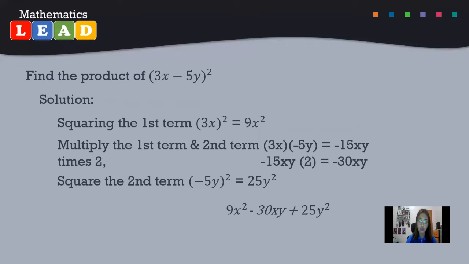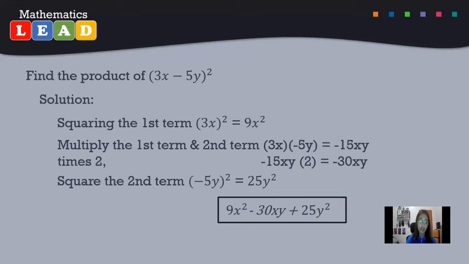Combining all of that, we get the final answer of 9x squared minus 30xy plus 25y squared. Take note of the negative sign, students. Are we clear with the square of a binomial? Can we now proceed to the cube of a binomial?